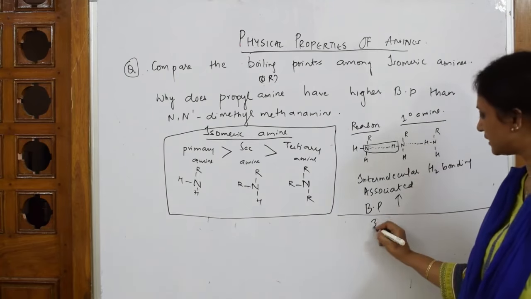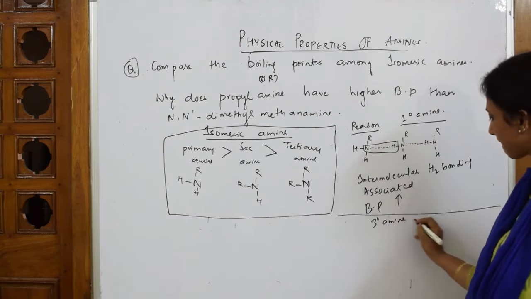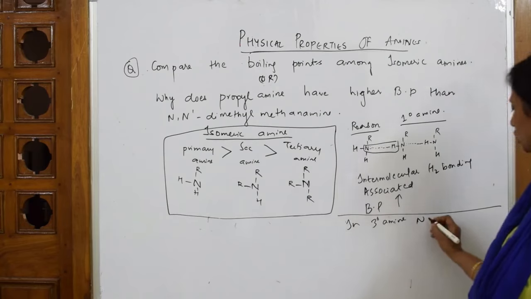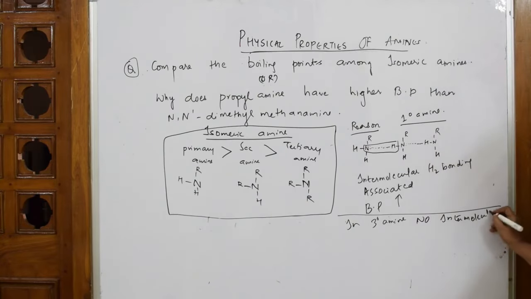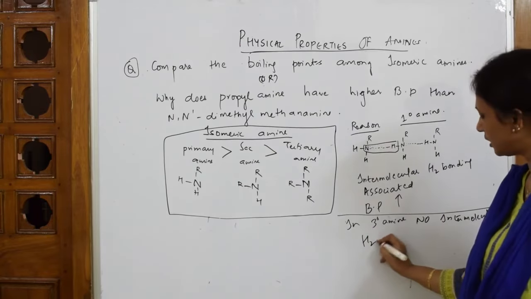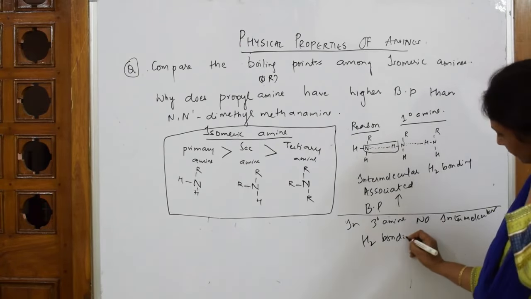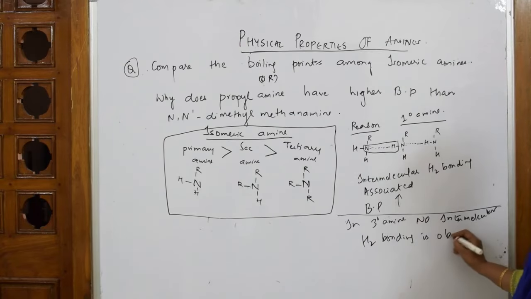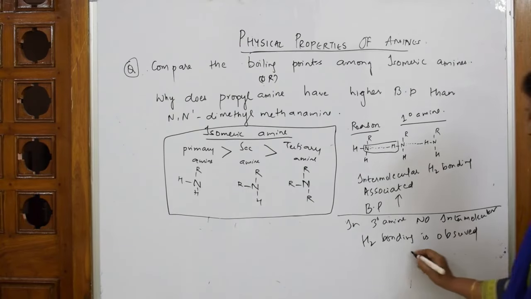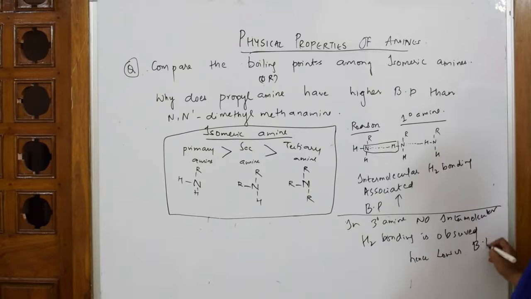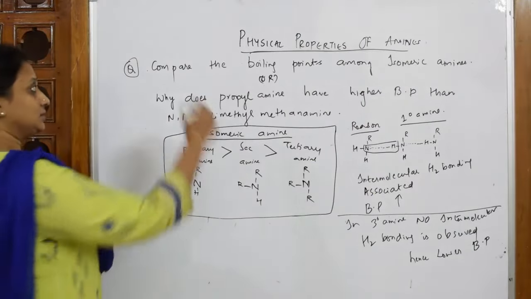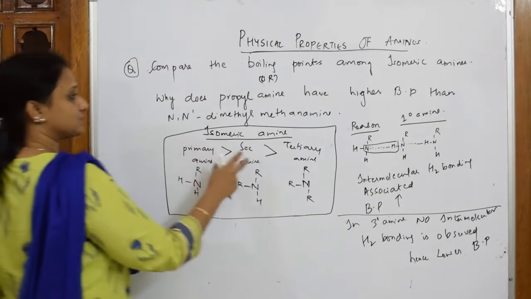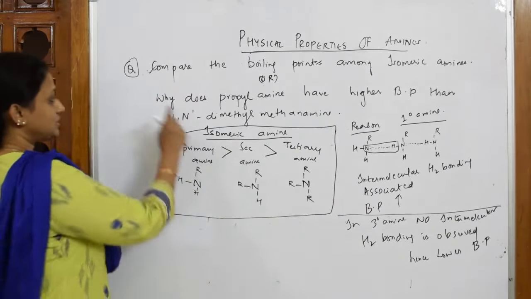In tertiary amine, no intermolecular hydrogen bonding is observed. Hence, lower BP. Simple. I have written this reason. First question is over. I wrote the concept, I gave the reason. Now let us come back to the next question.